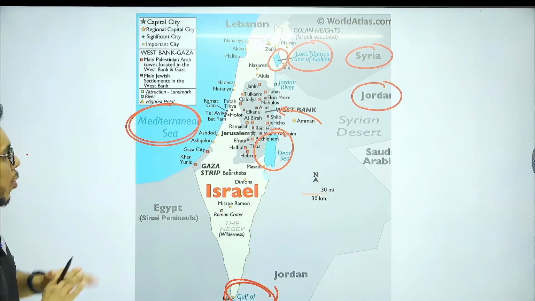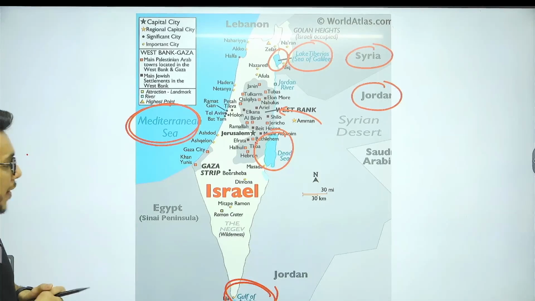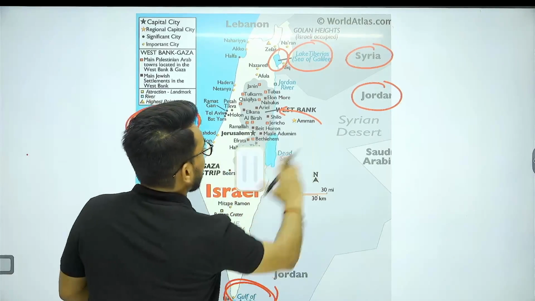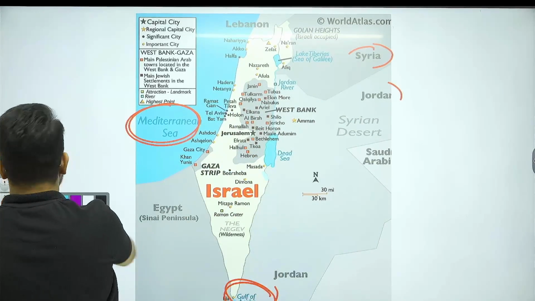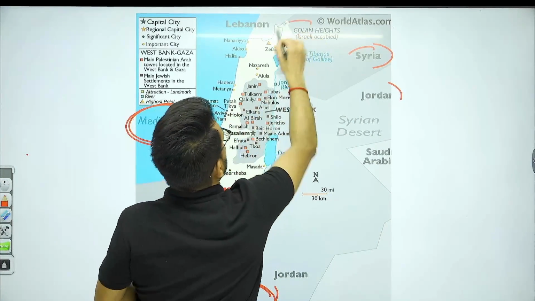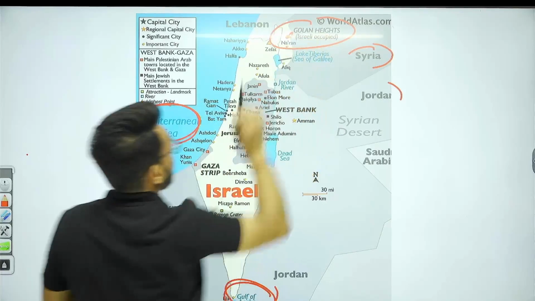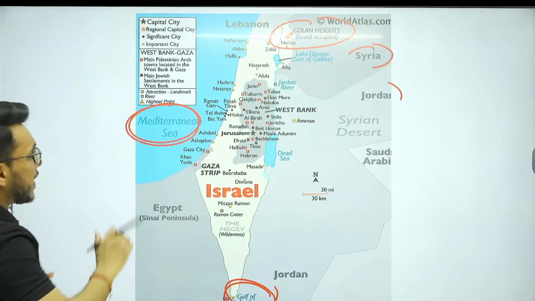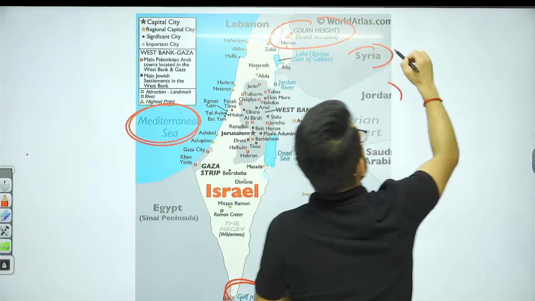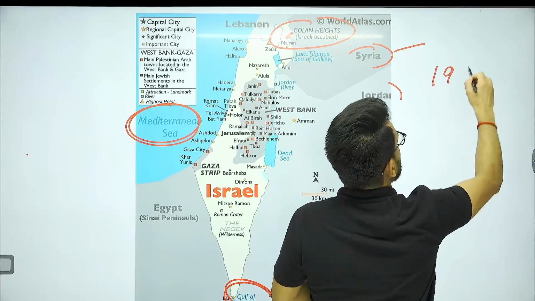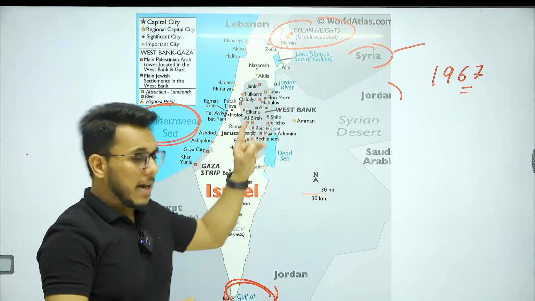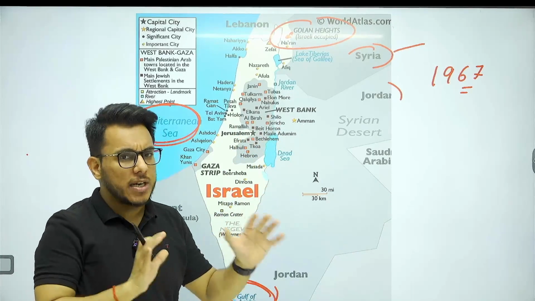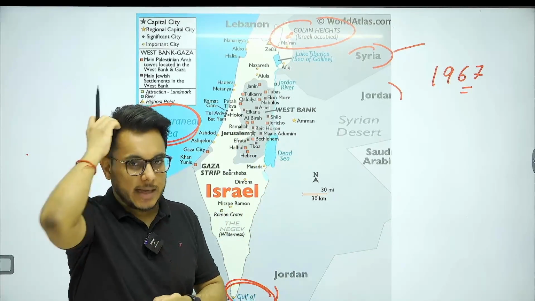Okay. Now, some of the important locations that we have here. So, here in the north, you find Golan Heights. Now, Golan Heights belongs to Syria, but since 1967, it has been occupied by Israel. And on Golan Heights, a question has already been asked in the UPSC examination.